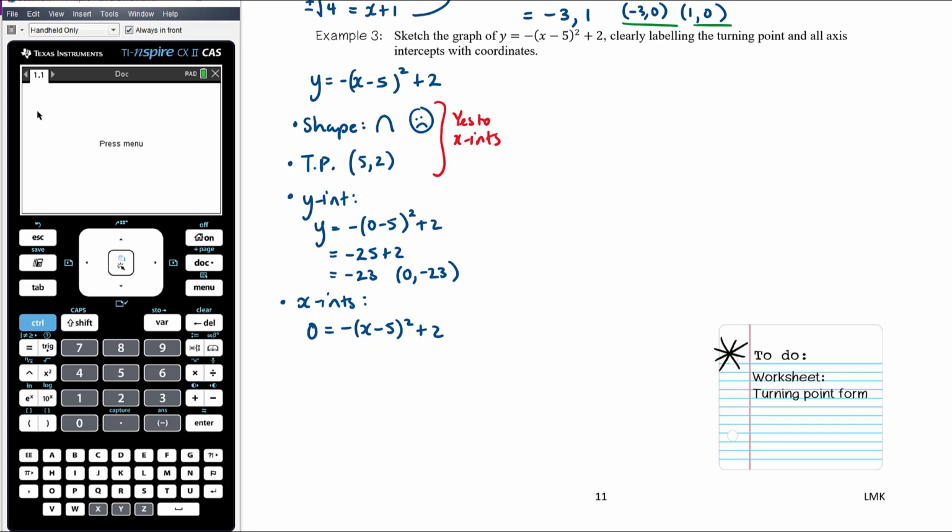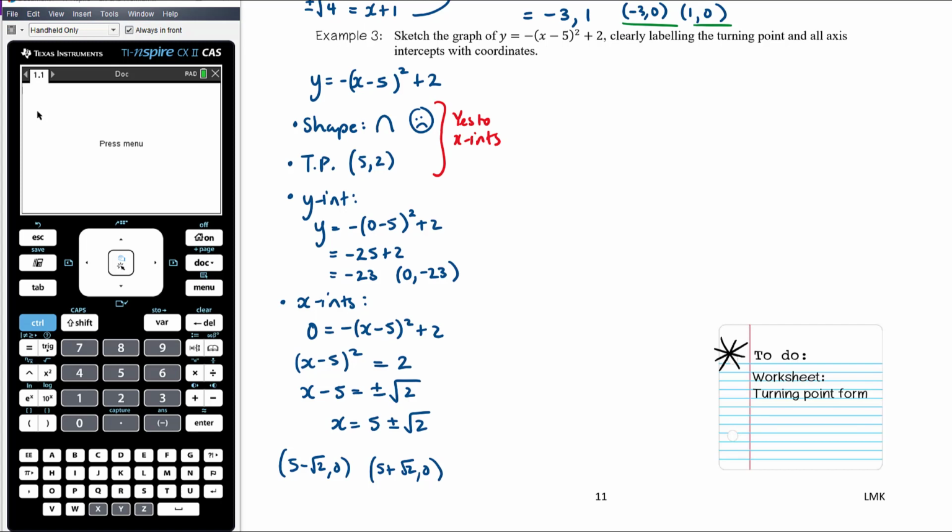Then we're straight away going to keep both things positive. Adding x minus 5 all squared to both sides gives us x minus 5 all squared equals positive 2, so both sides are positive. We take the square root, which means we get positive or negative root 2, and then x is equal to 5 plus or minus root 2. So there are our two x-intercepts, 5 minus root 2, 0, and 5 plus root 2, 0. They're symmetric about 5, which makes sense because the turning point's at 5, 2.